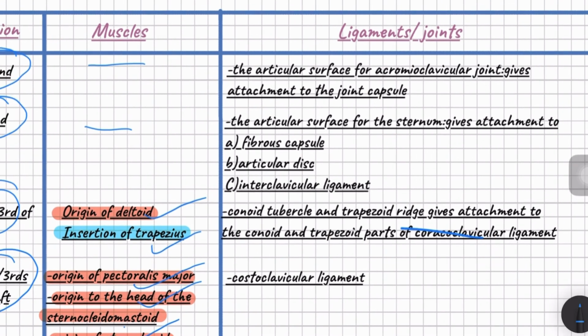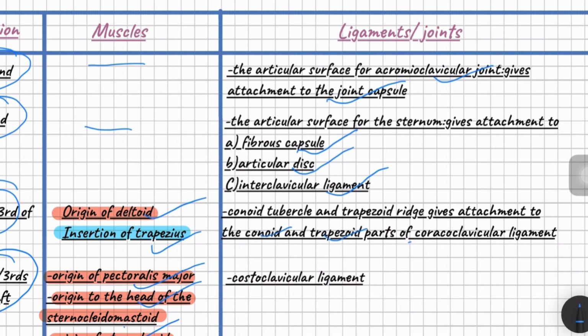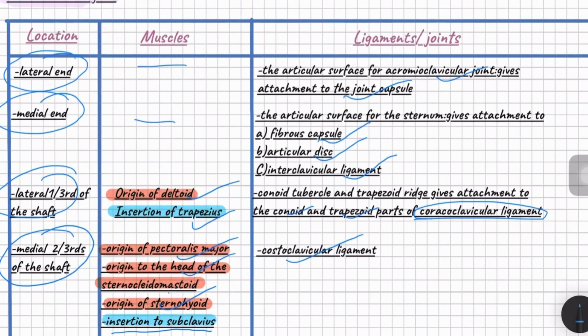Now for the ligaments, the lateral end is the articular surface for the acromioclavicular joint, giving attachment to the joint capsule. The medial end is the articular surface for the sternum to make the sternoclavicular joint, and it gives attachment to the fibrous capsule, articular disc and interclavicular ligament. In the lateral 1/3 part of the shaft, the conoid tubercle and trapezoid ridge give attachment to the conoid and trapezoid parts of the coracoclavicular ligament. And at last we have the costoclavicular ligament in the medial 2/3 part of the shaft.